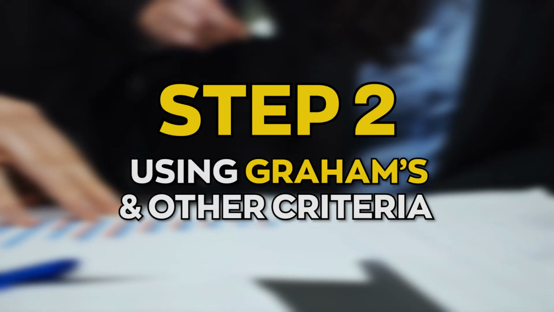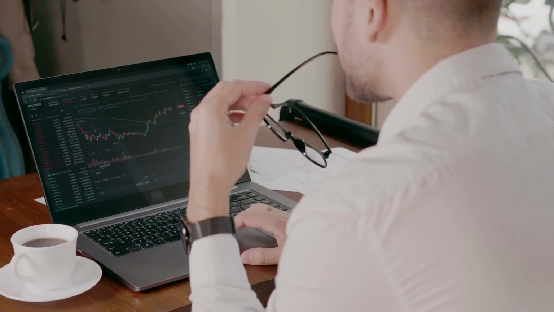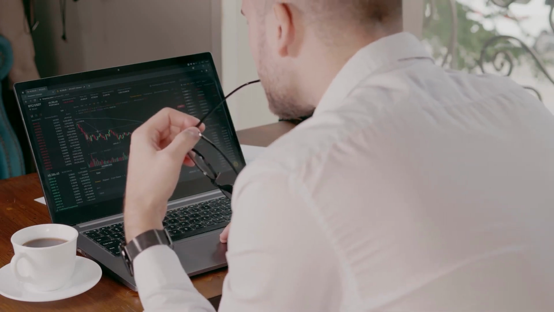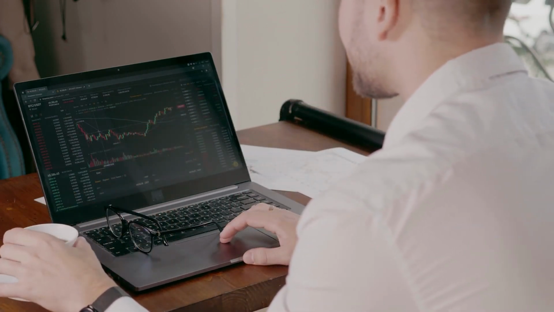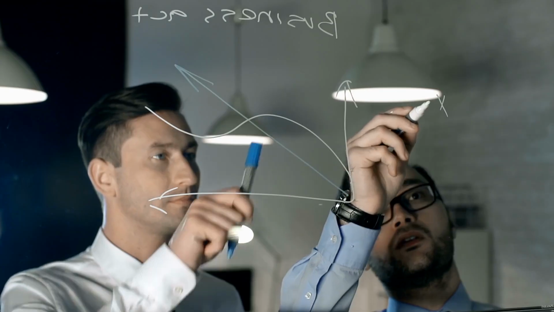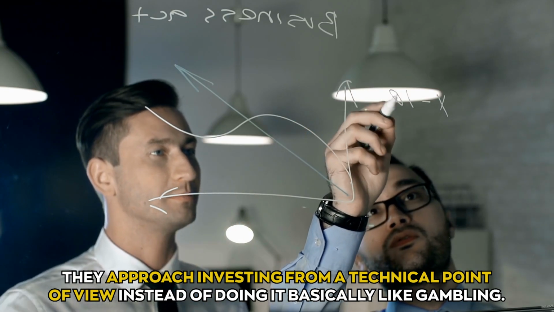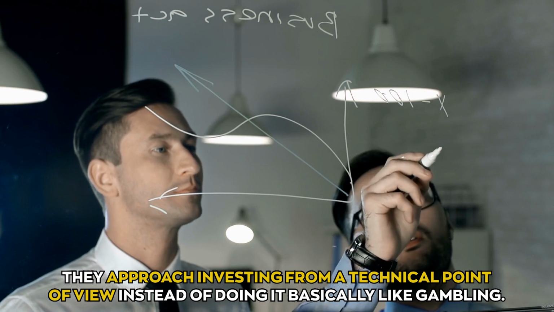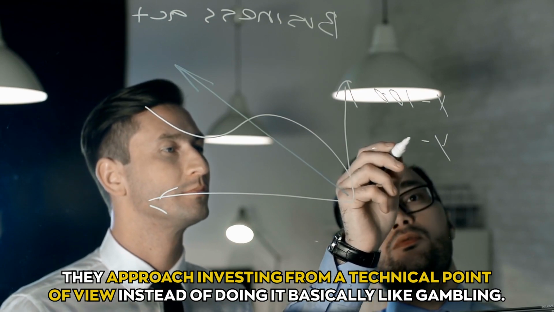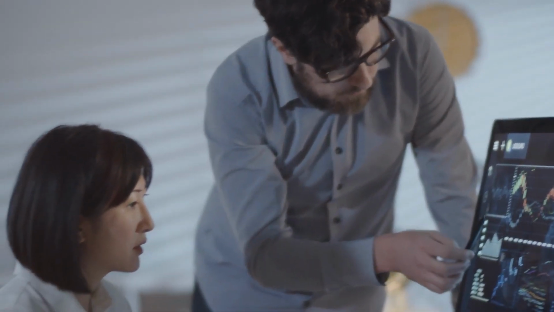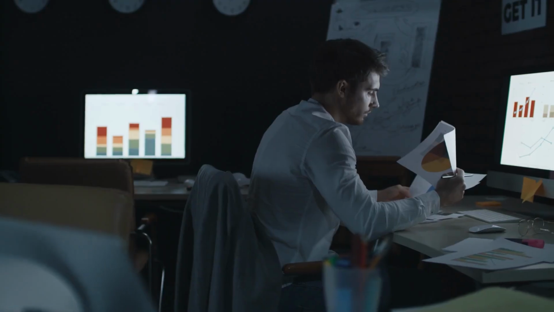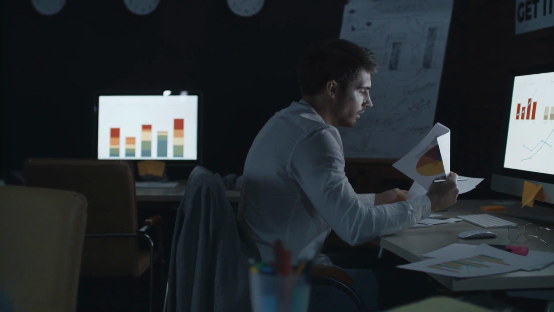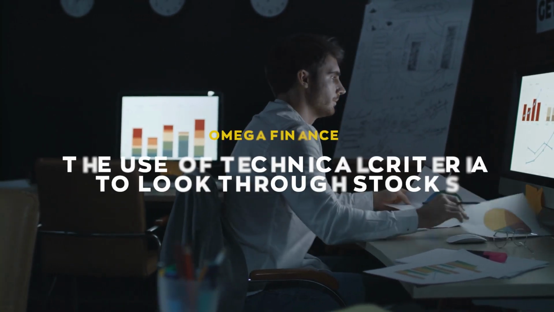Step 2. Using Graham's and other criteria. By far, the biggest difference between an intelligent investor and everyone else is not that they have more experience, better tools, or even more training. Instead, it is the fact that they approach investing from a technical point of view instead of doing it basically like gambling. And as a result, the result that they see is far more consistent even when they're not seeing massive profits. And the best way to implement that way of thinking is the use of technical criteria to look through stocks.